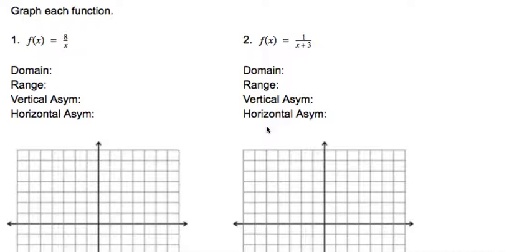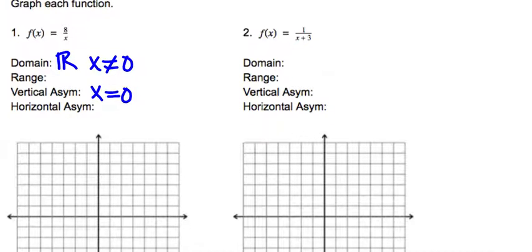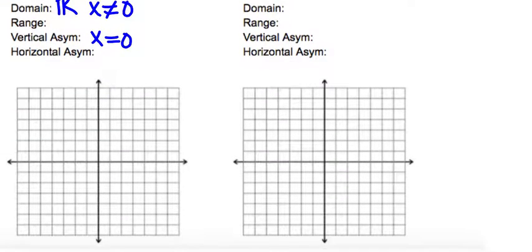Okay, so we're going to use the information that we just talked about to graph these things. We're going to do this by hand in Desmos. So the domain is going to be all real numbers, but remember we cannot divide by 0. So since we've got that x in the denominator, x cannot be 0. This means we have a vertical asymptote at x equals 0. Okay, so on the graph, we'll go ahead and draw that in.